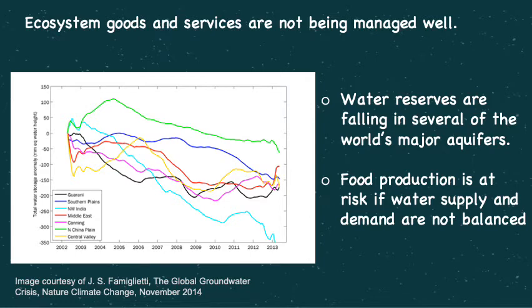The highest rates of groundwater depletion are in the world's largest food-growing regions. Therefore, food production is at risk if water supply and demand are not balanced because half of the water used for irrigation comes from underground.